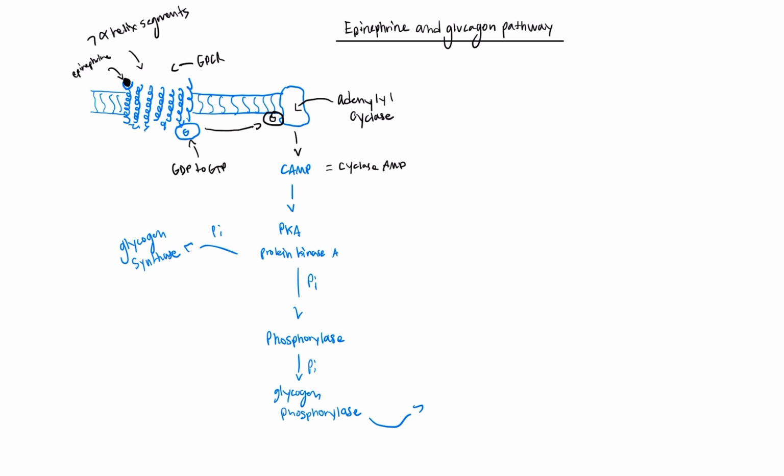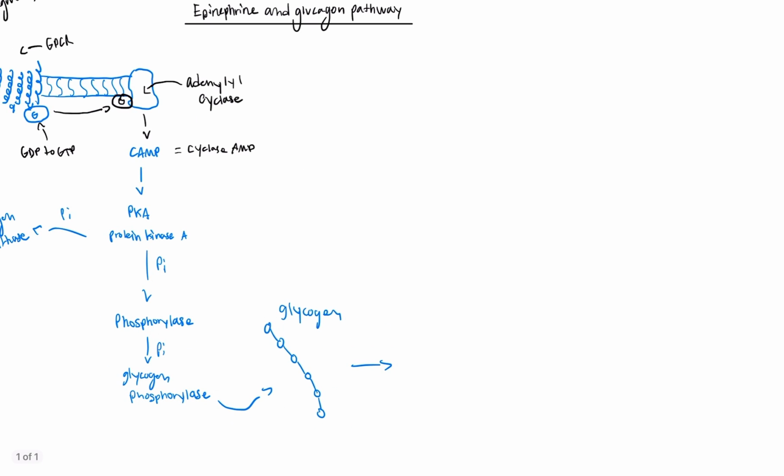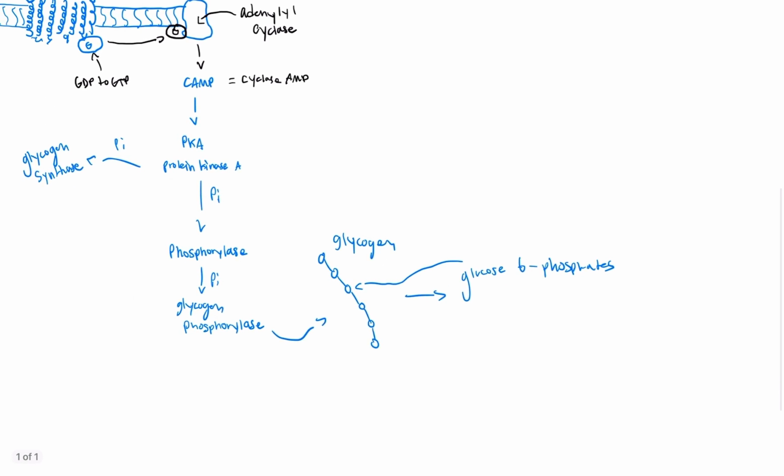So let's say you have a molecule of glycogen here. Right, so it's all these subunits of glucose. So this enzyme is basically going to take off the subunits of this glycogen. It's going to take off these glucose 6-phosphates. And it's going to release these into your bloodstream so your blood sugar increases. So each one of these circles is a glucose 6-phosphate. It's a subunit of glycogen.